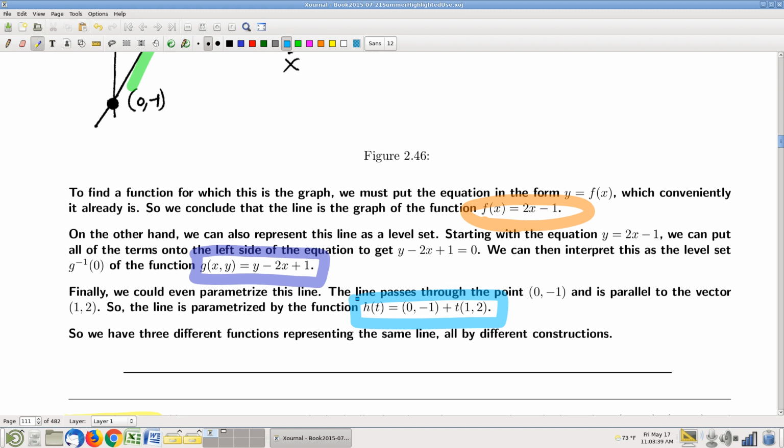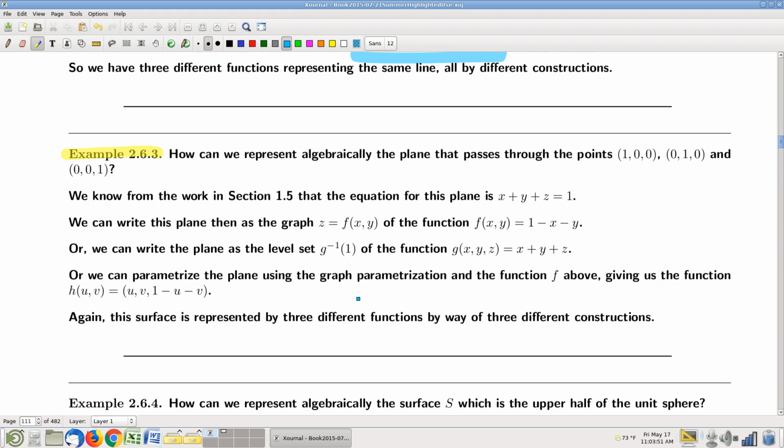Okay, let me pause for a moment. Anyone have any questions? This is a really important example, in my opinion. By the way, if you want to see more examples of this kind of thing, there's another one right here for a plane in 3 space, and you can take a look at that. I won't go through it here, but it's nice practice.